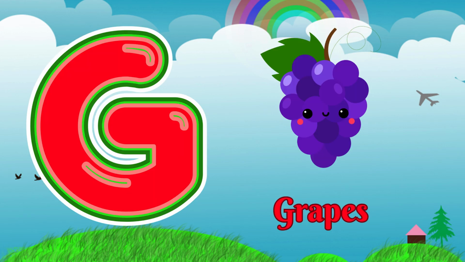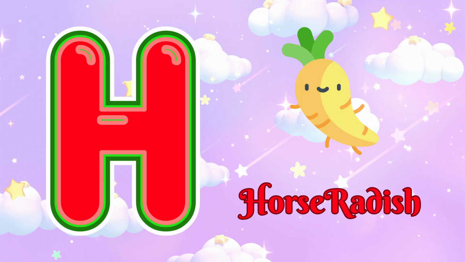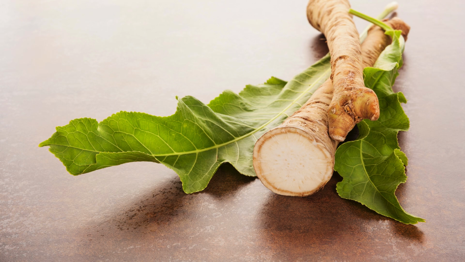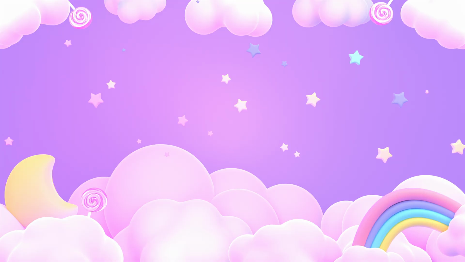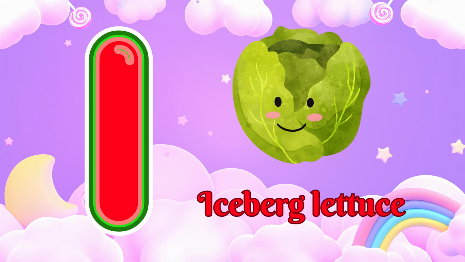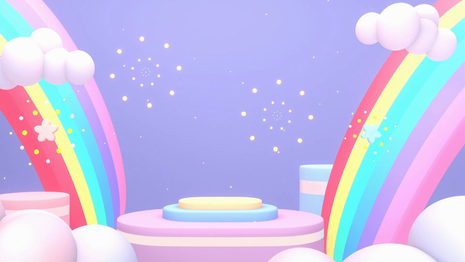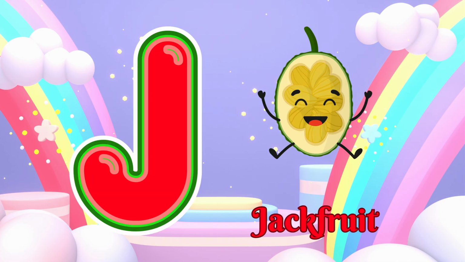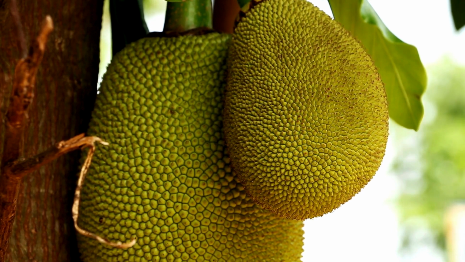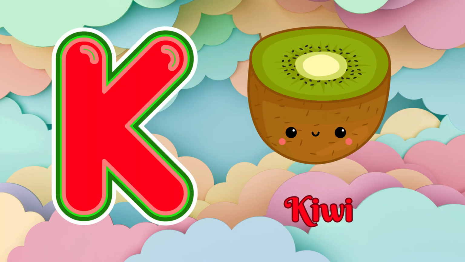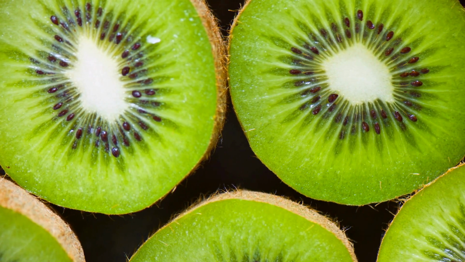G is for grapes. H is for horseradish. I is for iceberg lettuce. J is for jackfruit. K is for kiwi. L is for lemon.